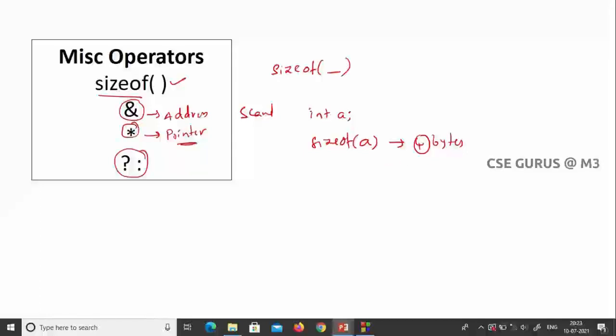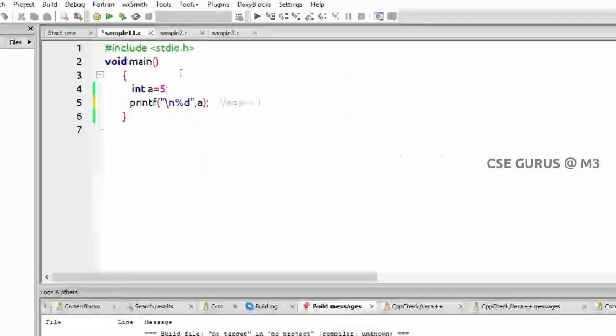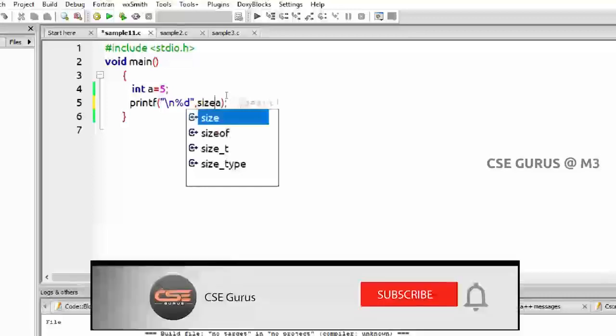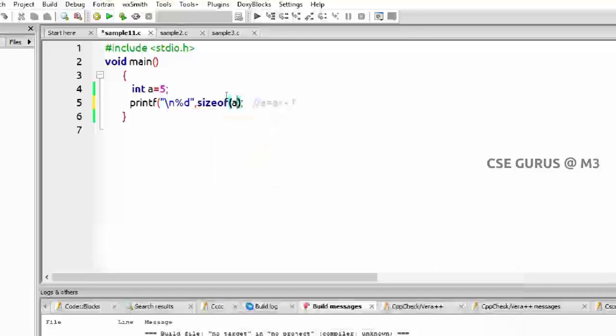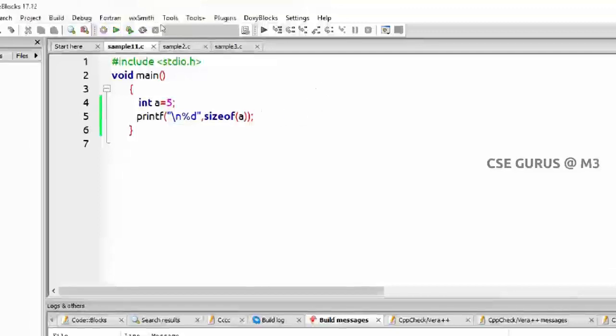So that is what you can find out with sizeof, and it won't do any arithmetic or operations. That also we'll check, how this can be executed. Now I'll take here a equals 5, and instead of a, I'll take sizeof a. My compiler, Code::Blocks, takes 4 bytes for an integer, so the answer must be 4. You can see the answer, 4.